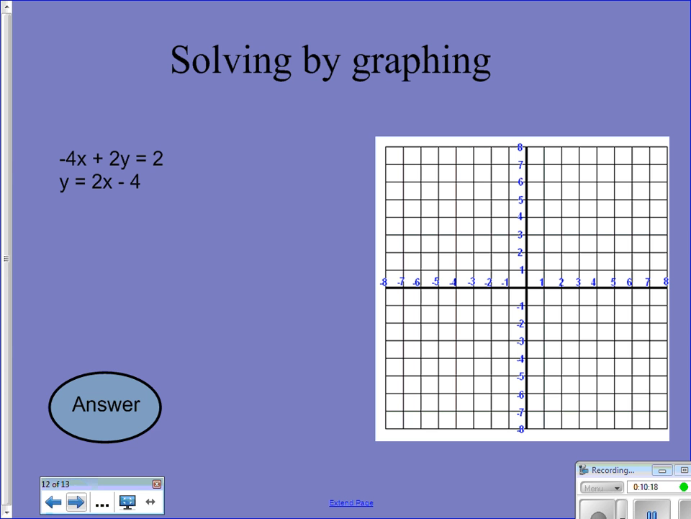I want you guys to go ahead and do this one completely on your own. I want you to find the slope-intercept form of the first one, graph the two, and then see what you notice about it. Make sure you make it clear to me what your solution is.